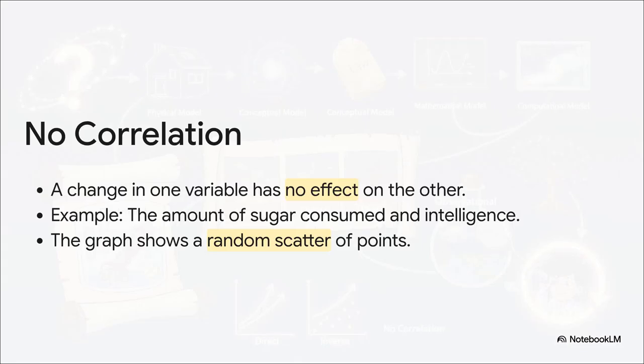And you know what? Sometimes you find absolutely nothing. This is called no correlation. It just means a change in one variable has no predictable effect on the other one. For example, there's probably no relationship between your shoe size and your grades in class. On a graph, this just looks like a random scatter of dots all over the place.